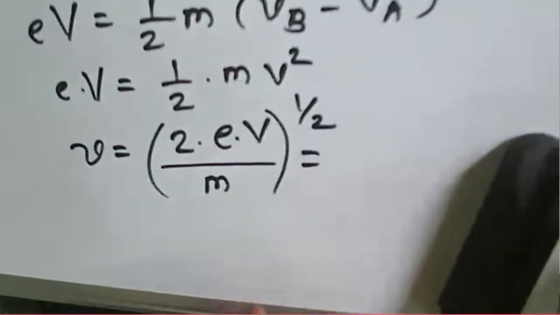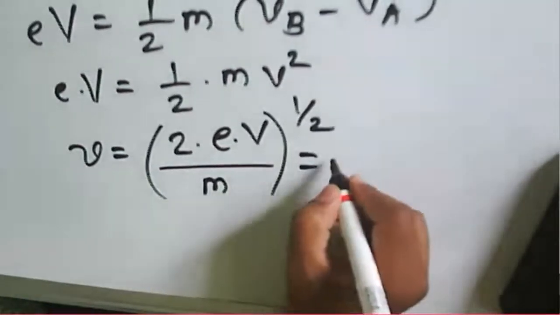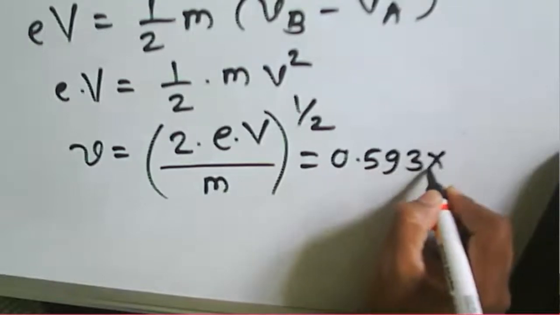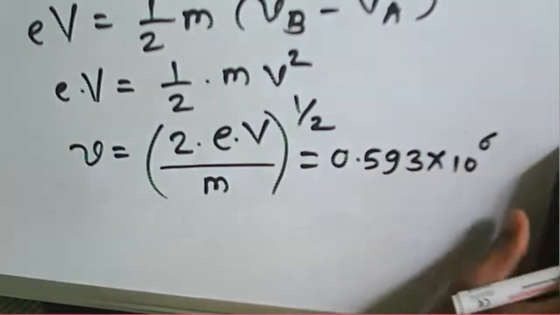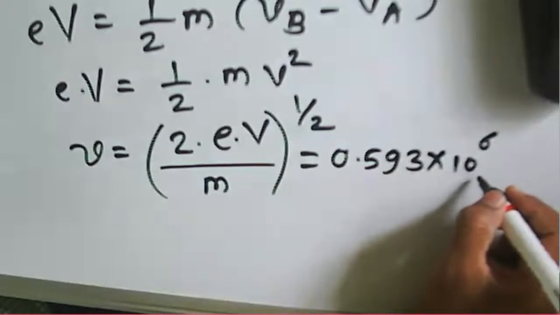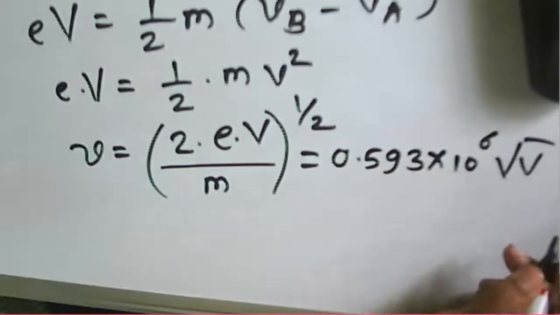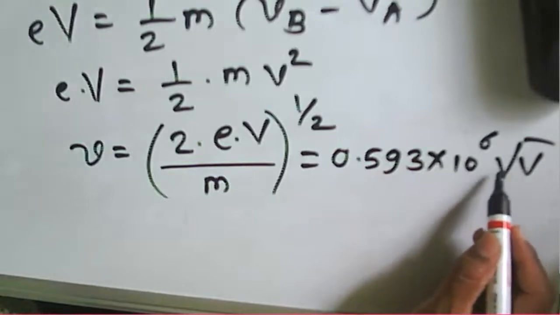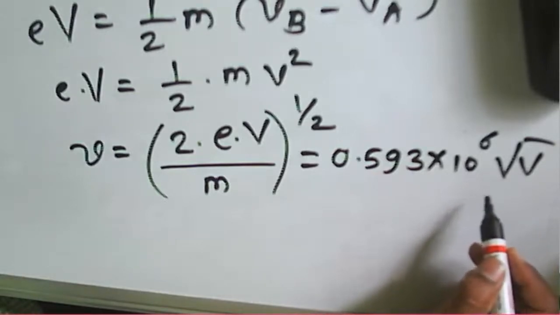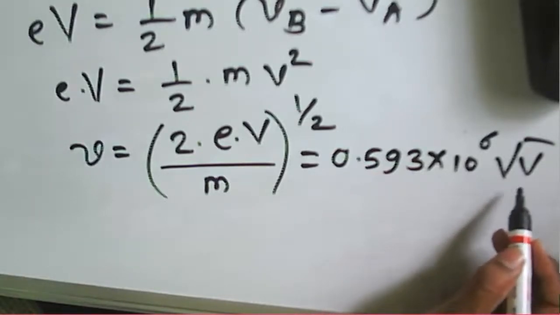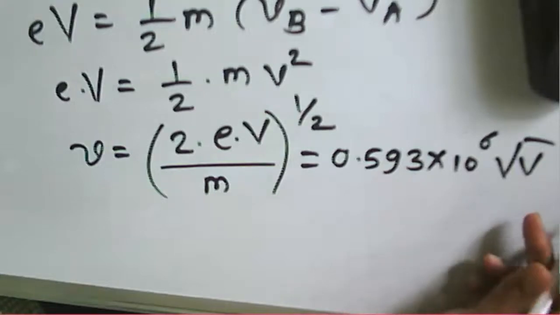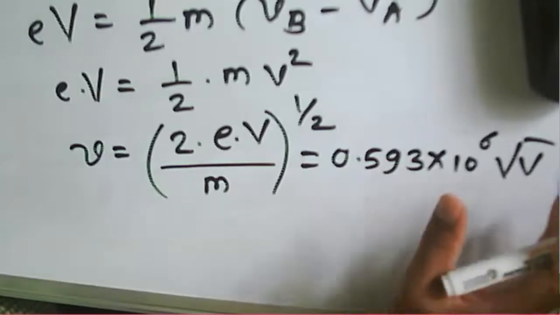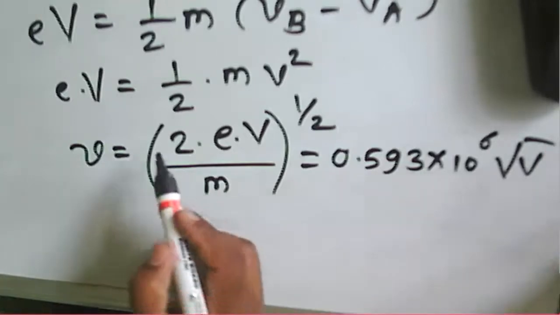And if you write the value of this, it is nothing but 0.593 into 10 to the power 6 under the root of V here. This capital V is nothing but the potential we are applying, that much is the potential we are applying, or we can say the DC volt. And we are getting this velocity.